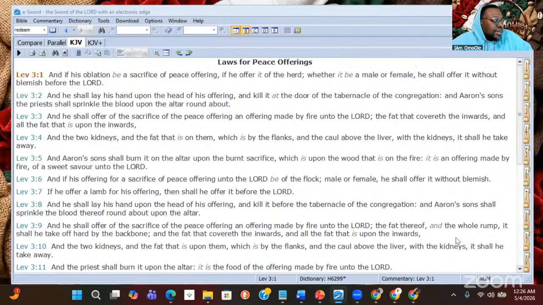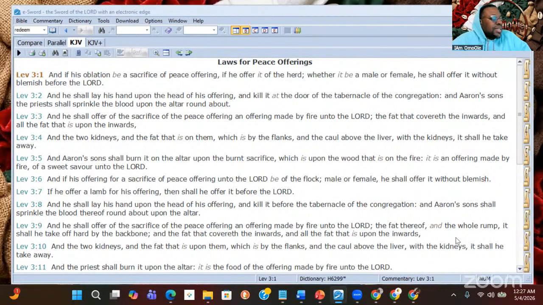it shall he take away. And Aharon's sons shall burn it on the altar upon the burnt sacrifice, which is upon the wood that is on the fire. It is an offering made by fire of a sweet savor unto Jehovah. And if his offering for a sacrifice of peace offering unto Jehovah be of the flock, male or female, he shall offer it without blemish. If he offer a lamb for his offering, then shall he offer it before Jehovah. And he shall lay his hand upon the head of his offering and kill it before the tabernacle of the congregation. And Aharon's sons shall sprinkle the blood thereof round about upon the altar.